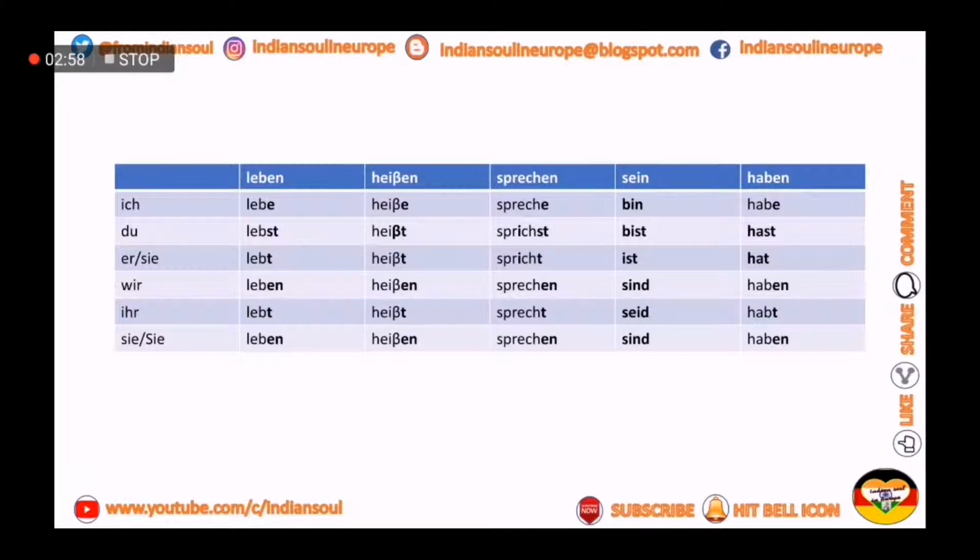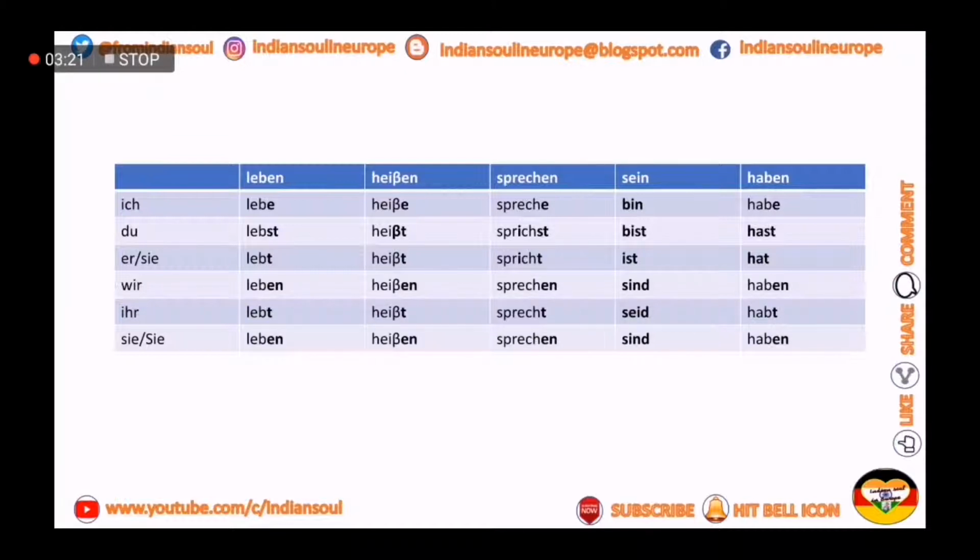Now we will talk about sprechen. Sprechen means to speak. So ich spreche, du sprichst. So you see, instead of the E in sprechen, they added I here. So du sprichst, sie es spricht, wir sprechen, ihr sprecht, sie sprechen.